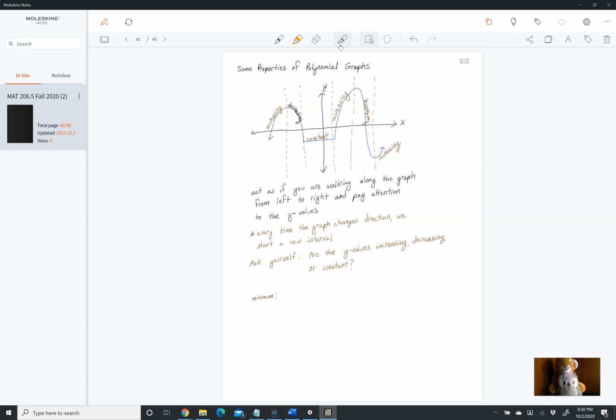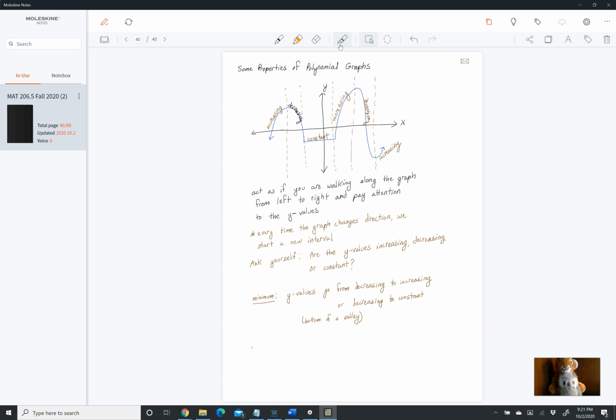So a minimum is going to happen when you go from decreasing to increasing, or decreasing to constant. Okay, these are your turning points. Your turning points are either called minimums or maximums. In other words, we're saying at the bottom of a valley, if you're trying to think about it visually.